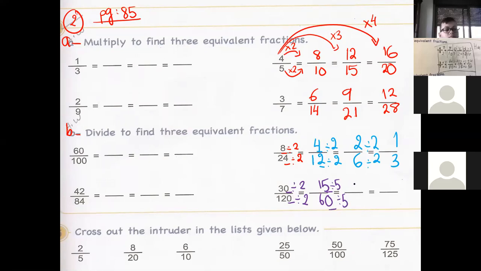Which number in table 5 gives us 15? 3. Which number in table 5 gives us 60? 12. Bravo. 3 and the 12. Both of them are in which table? No, table 3. Table 3. Excellent. So we will divide by 3. 1 over 4. Excellent.